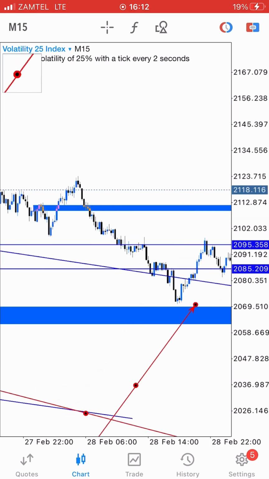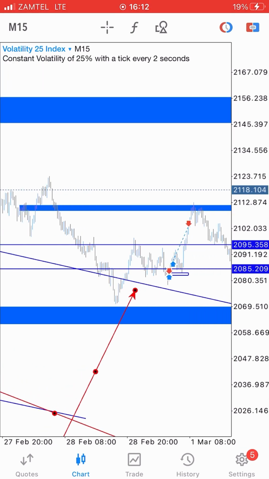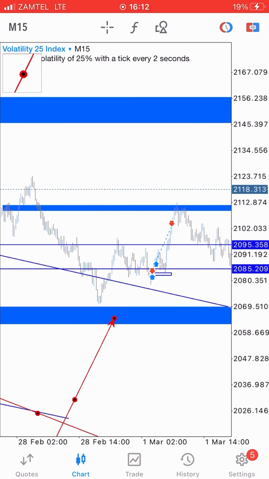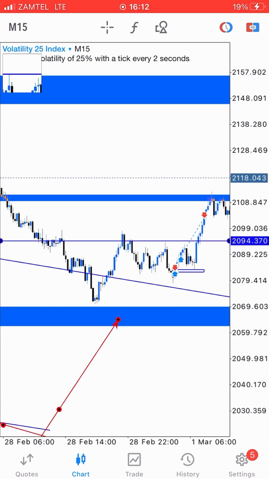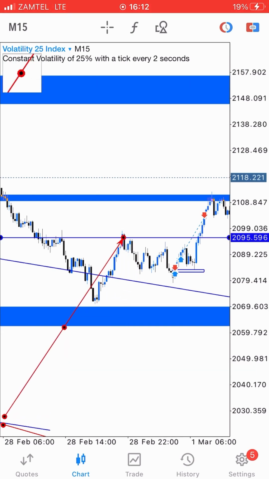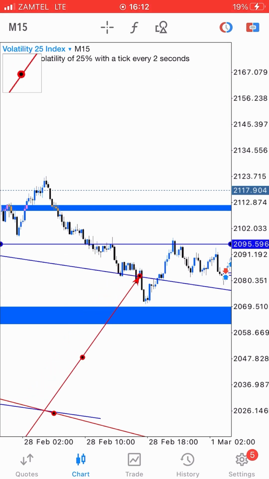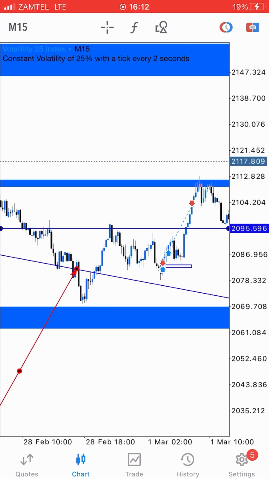So I just wanted to see a change of character here, which I was able to see here. As you can see, I marked my support level just here. So when the market came and broke it, I knew to say there's been a change of character here. The market has broken this lower high, which it formed.